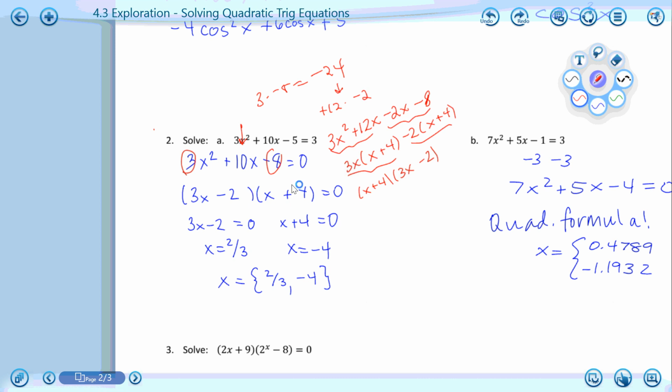So I say, well, ways that I can make this equal to 0: either this thing can be equal to 0 or this thing can be equal to 0. And that happens when x is 2/3 and when x is -4. So this is my solution set for this problem. These two numbers will make the entire equation equal to 0.